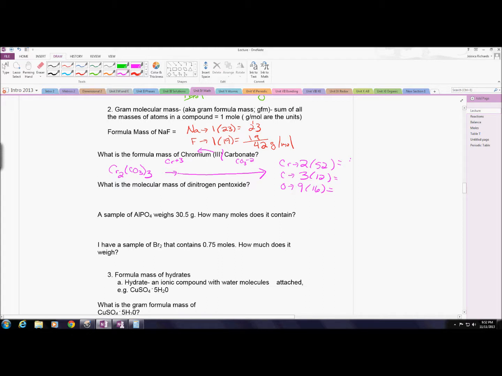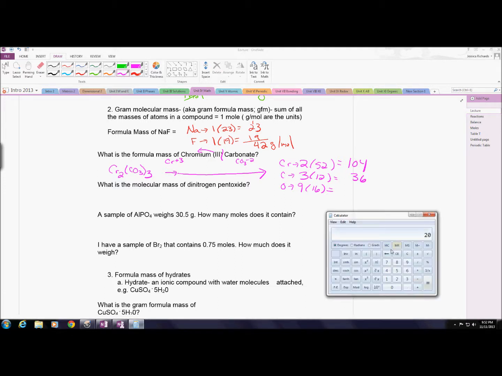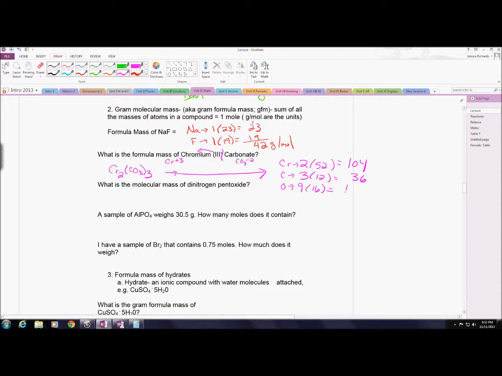So 2 times 52 is not bad, that's just 104, and 3 times 12 is just 36. But your multiples of 16 you might not be brushed up on yet. So 9 times 16 is 144. And then we add all of those up. So 4 and 6 is 10, and 4 more is 14. Carry the 1, 8, 284 grams per mole.